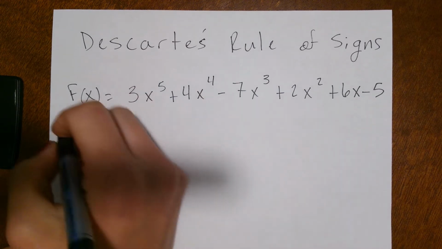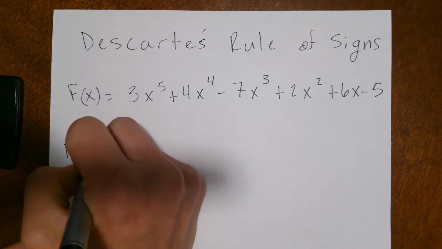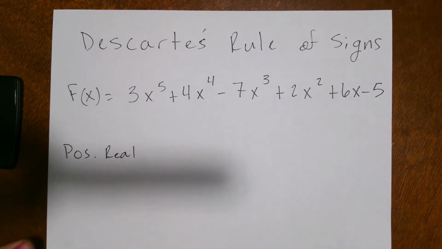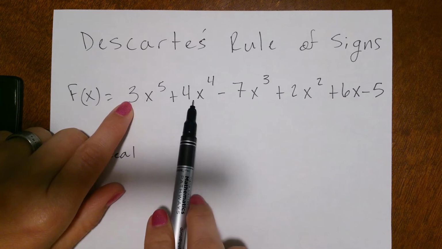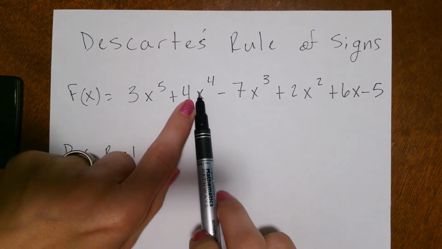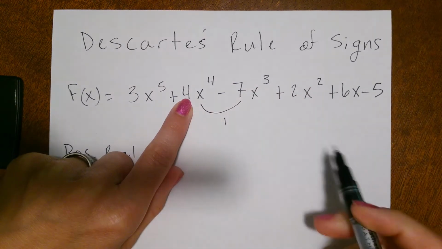So to find the possible number of positive real solutions, we're just going to take the polynomial as is and count the number of sign changes from term to term. So my first term is positive, the second one is positive. So there's no sign change there. So I'm going to keep going. From the second to the third, it goes positive to negative. So boop, yep, there's one sign change.